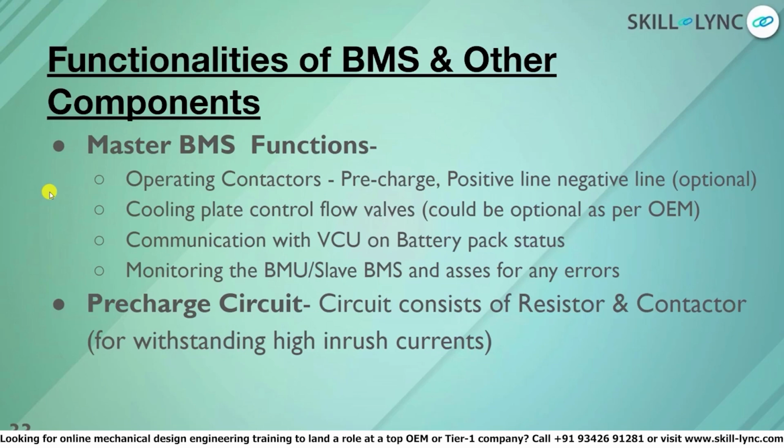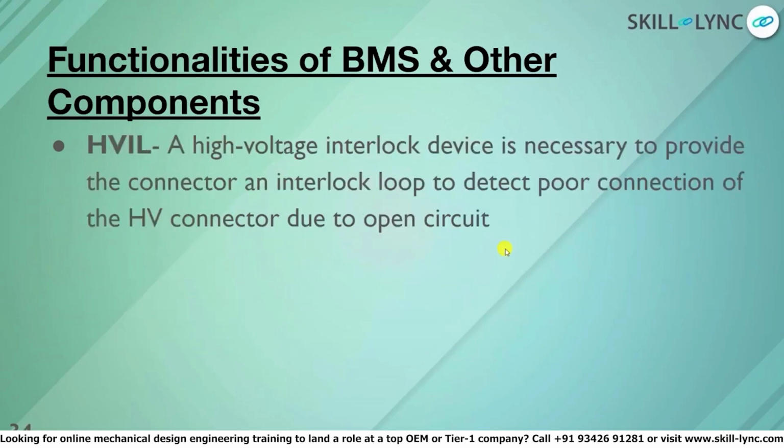So this is the precharge circuit function, and the contactors are all operated by the BMS itself. And then we have HVIL, which is called the high voltage interlock loop, which is necessary to provide the contactor interlock to detect wherever there is a poor connection in the HV or any open circuit that could lead to a live connection and cause electrocution. So it is very important to understand where there are any open loops. If there are any such open loops, it would send a pop-up saying that certain loops are open. That is a protective feature which is part of the BMS to handle.